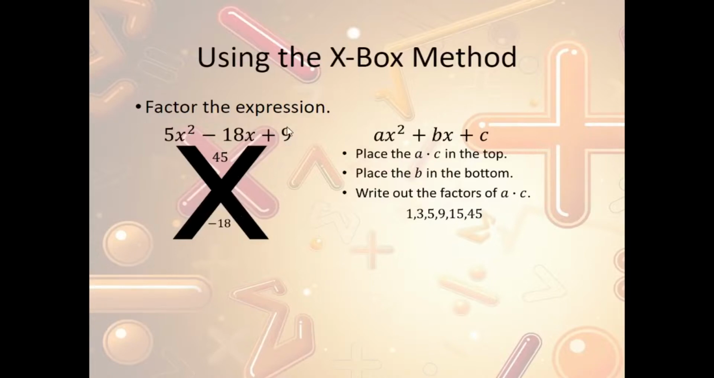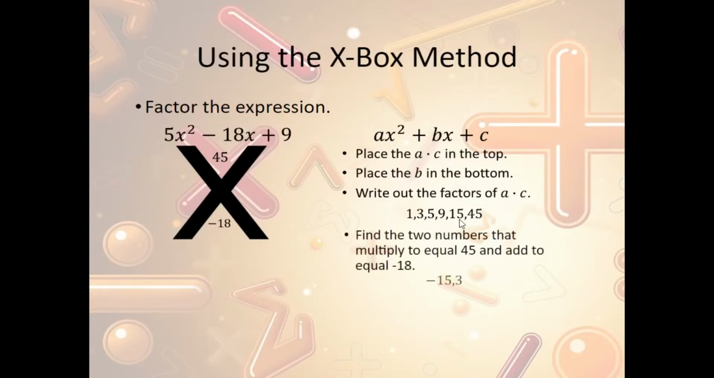Well, this is positive, so we know that the signs have to match. So we need two numbers that are going to add up to be 18, which we can see would be 3 and 15. So that would be -3 and -15, because that'll give us -18 total. So we have -15, and this should be -3.